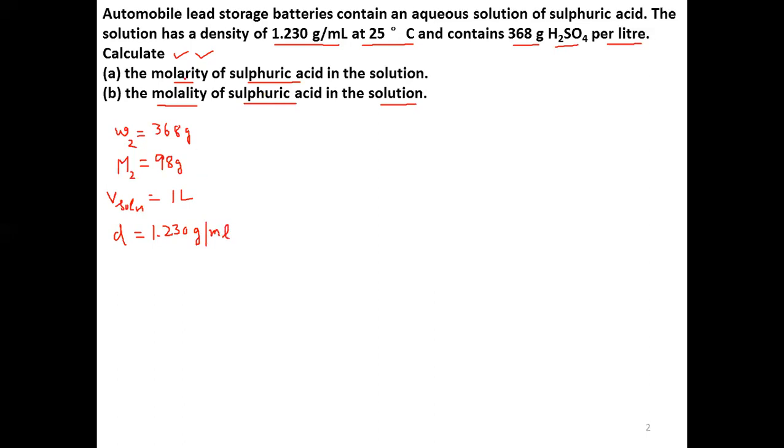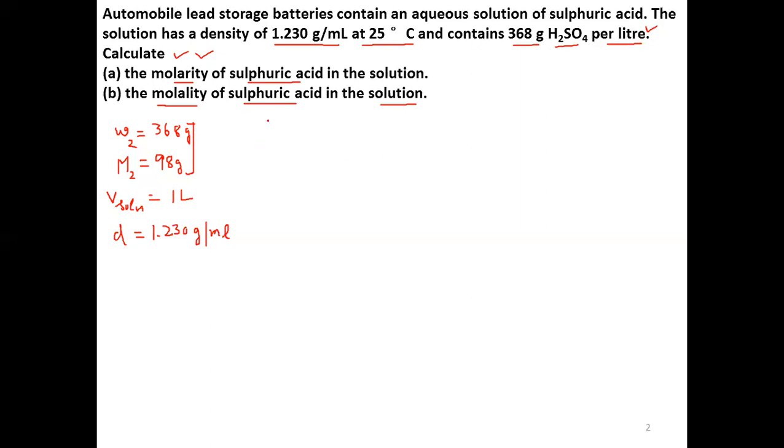So we have to calculate molarity and molality. First we will calculate molarity. Molarity is the number of moles of solute per liter of the solution. Volume is already given per liter, so now we just have to calculate the number of moles. As volume is already 1 liter, the number of moles will be equal to molarity, because this contains the number of moles per liter of solution.